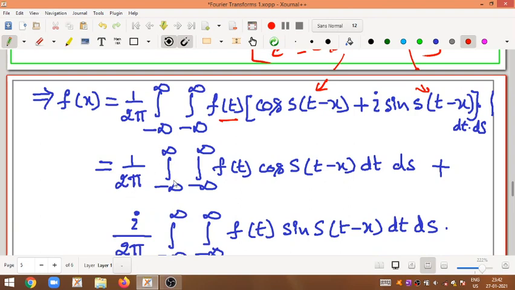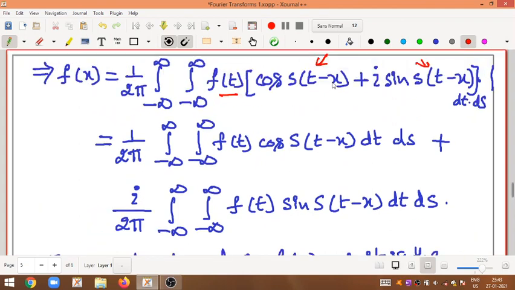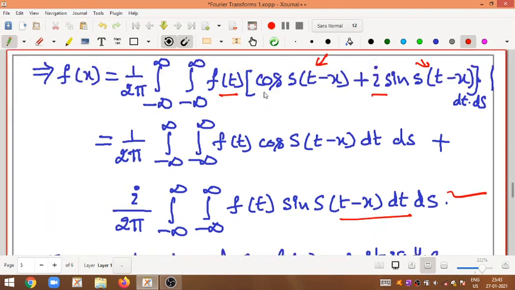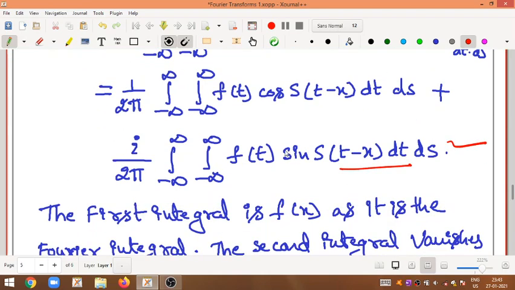Then 1 by 2 pi into the double integral minus infinity to plus infinity f of t into cos s into t minus x into dt into ds, plus i by 2 pi into the double integral minus infinity to plus infinity f of t into sin s of t minus x into dt into ds. We have split the term, multiplying the value into these two terms.